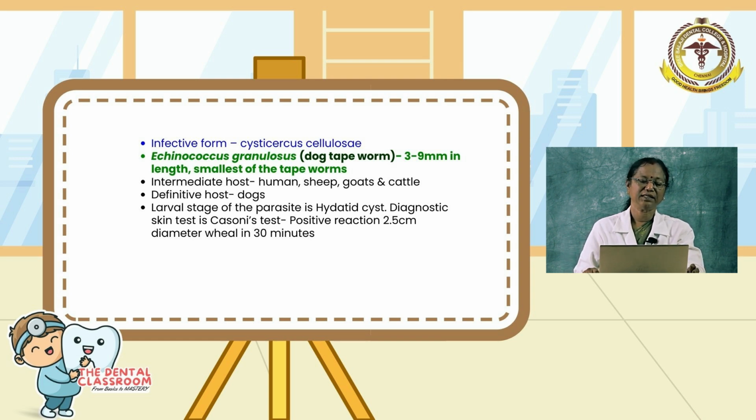This hydatid cyst is the infective form, and the diagnostic skin test is Casoni's skin test. For a positive reaction of this skin test, you will observe a wheal of 2.5 centimeters in diameter. This will be observed within 30 minutes. This is how hydatid disease is diagnosed.